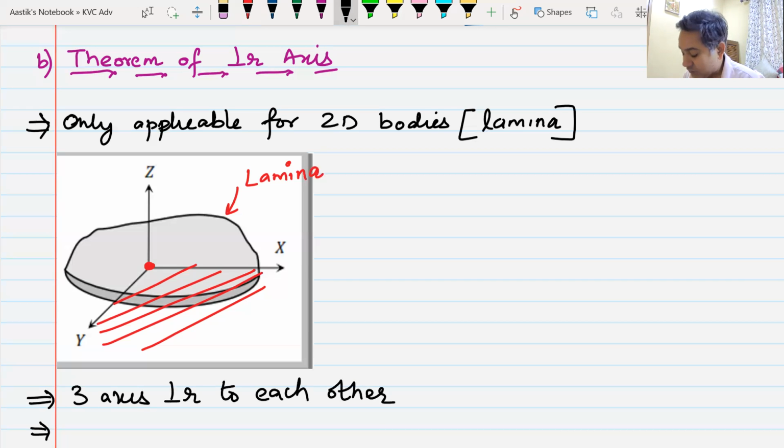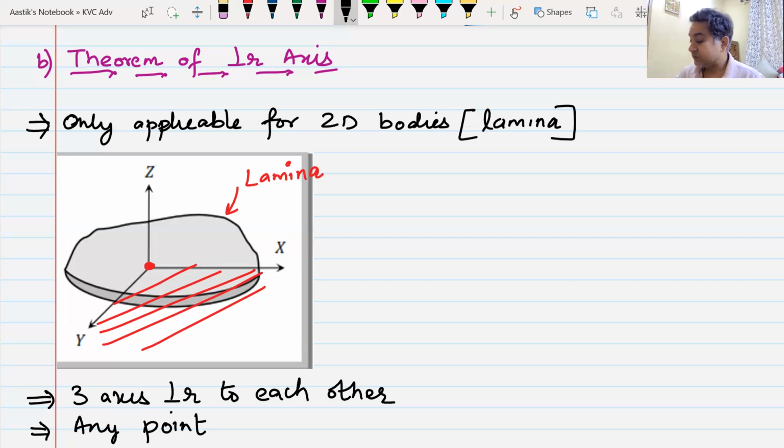They can pass through any point. It's not necessary that their common point must be the center of mass, or that one of the axes must pass through the center of mass. That doesn't matter.